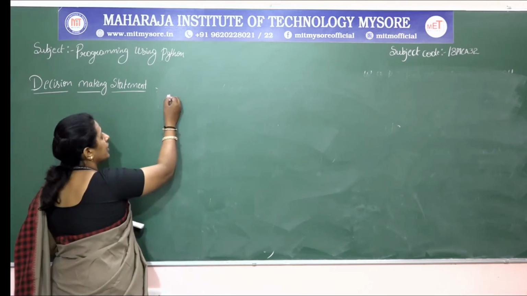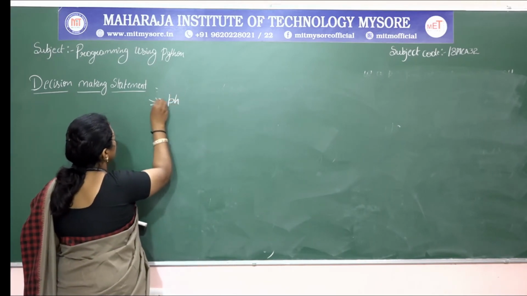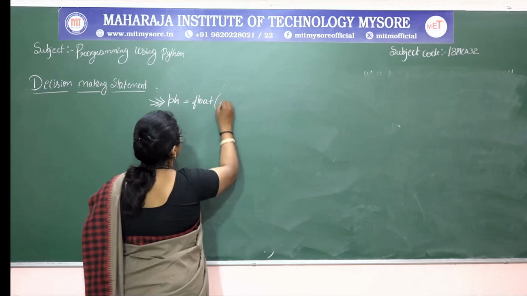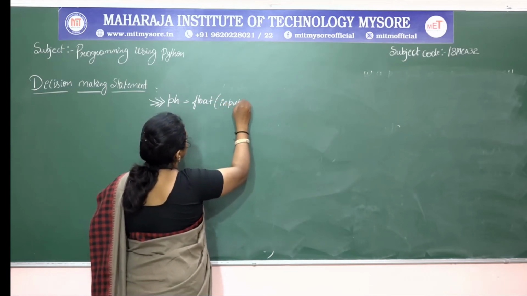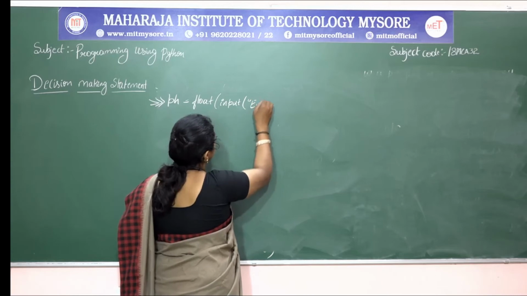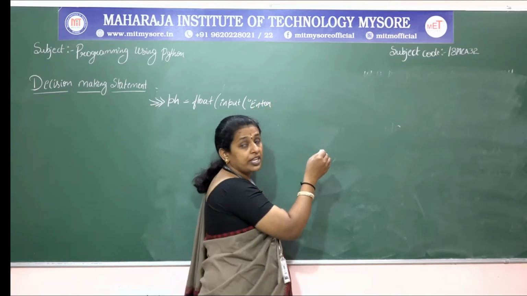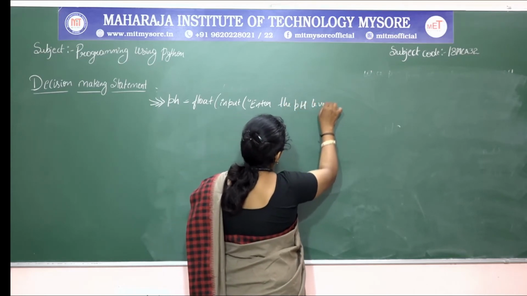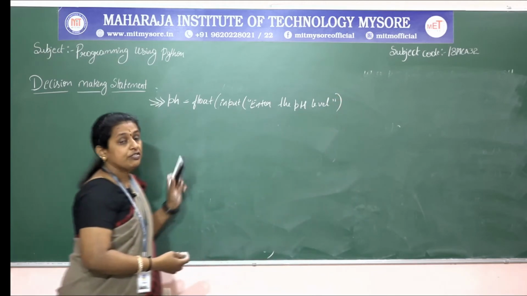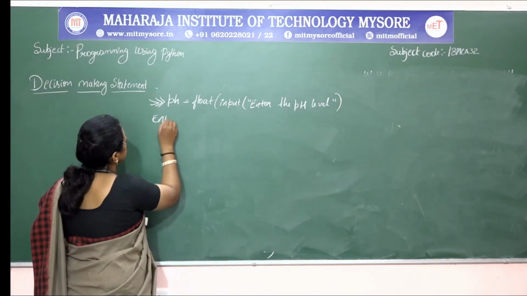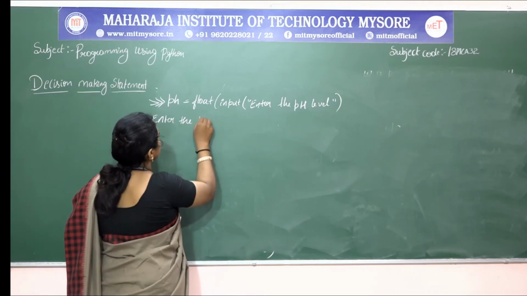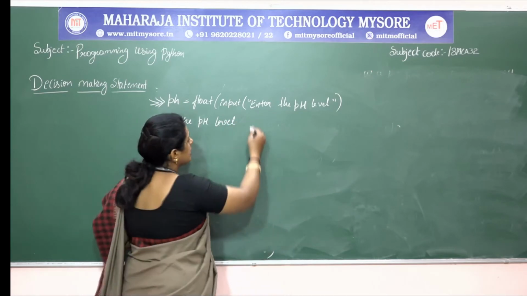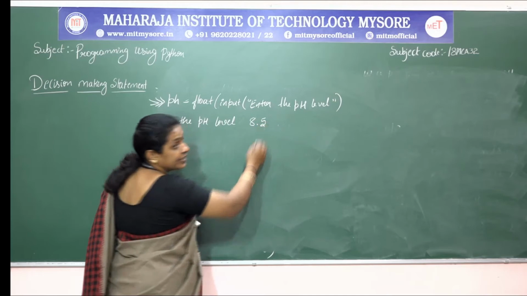So let's write a program. pH, I am taking an input from the keyboard. pH float input, enter the pH level. After this, I will get output as enter pH level. So I am just entering it as 8.5.